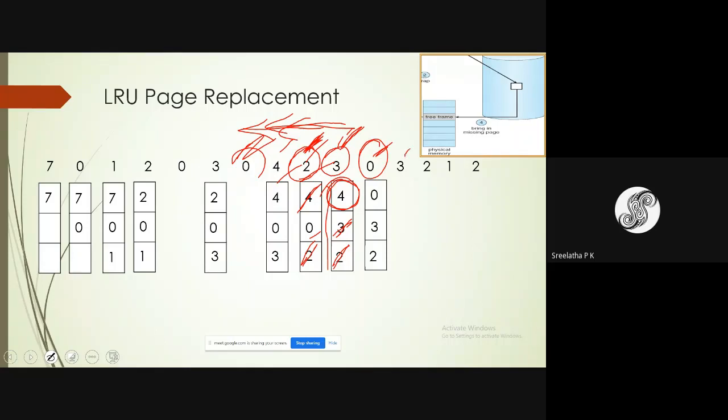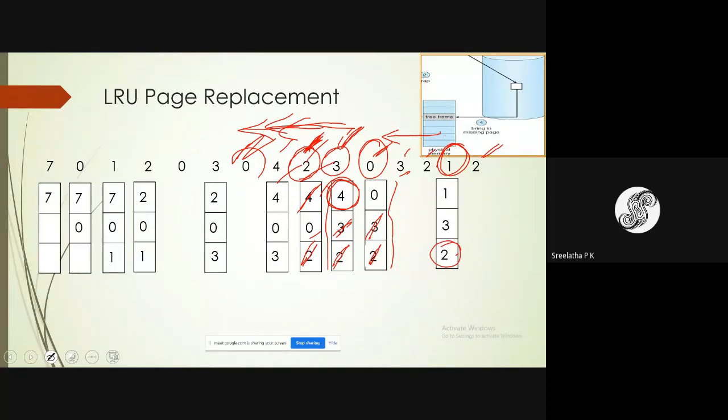Next, page 3 is required, it is there. Page 2 is required, it is there. Page 1 is not there. And hence page 1 has to be put into the primary memory. A victim page has to be selected. So recently used instructions are from page 2, block page 2 and page 3, block page 3. So 0 is replaced by 1. Fine. And then page 2 is required. It is there. No page fault.